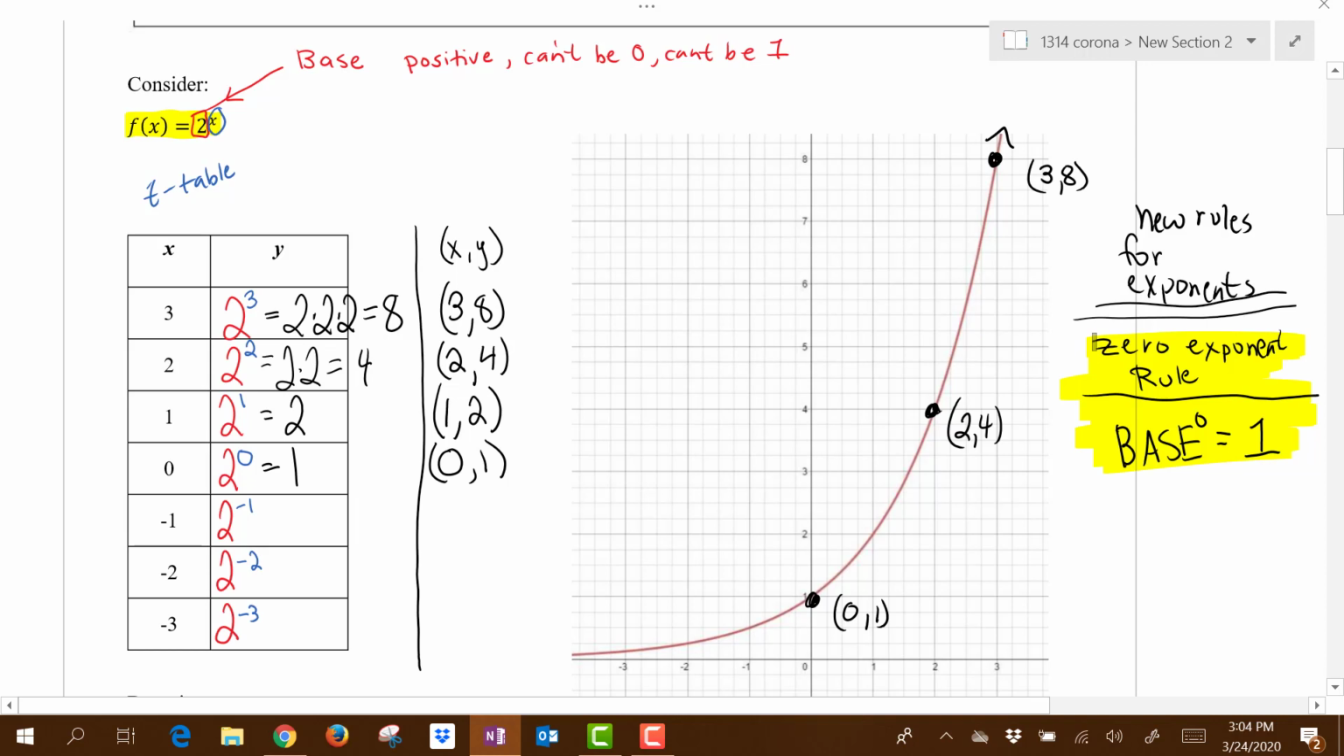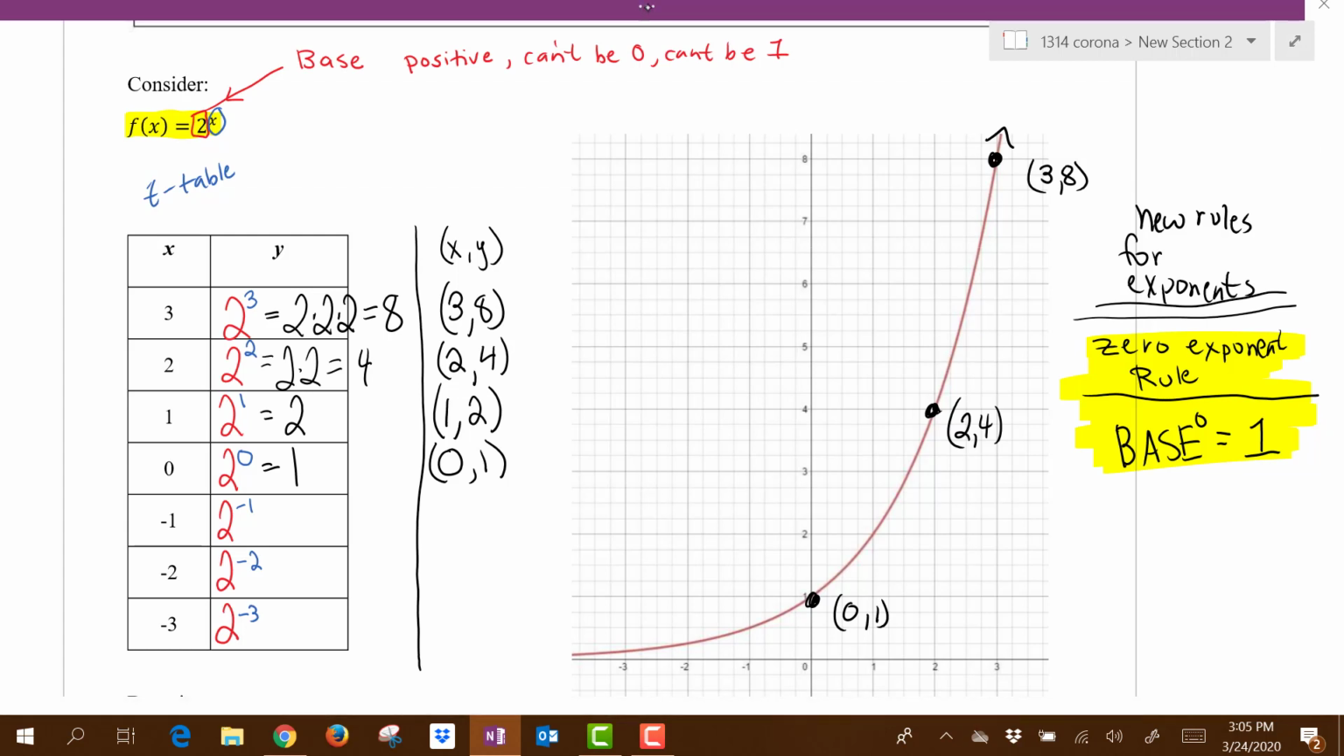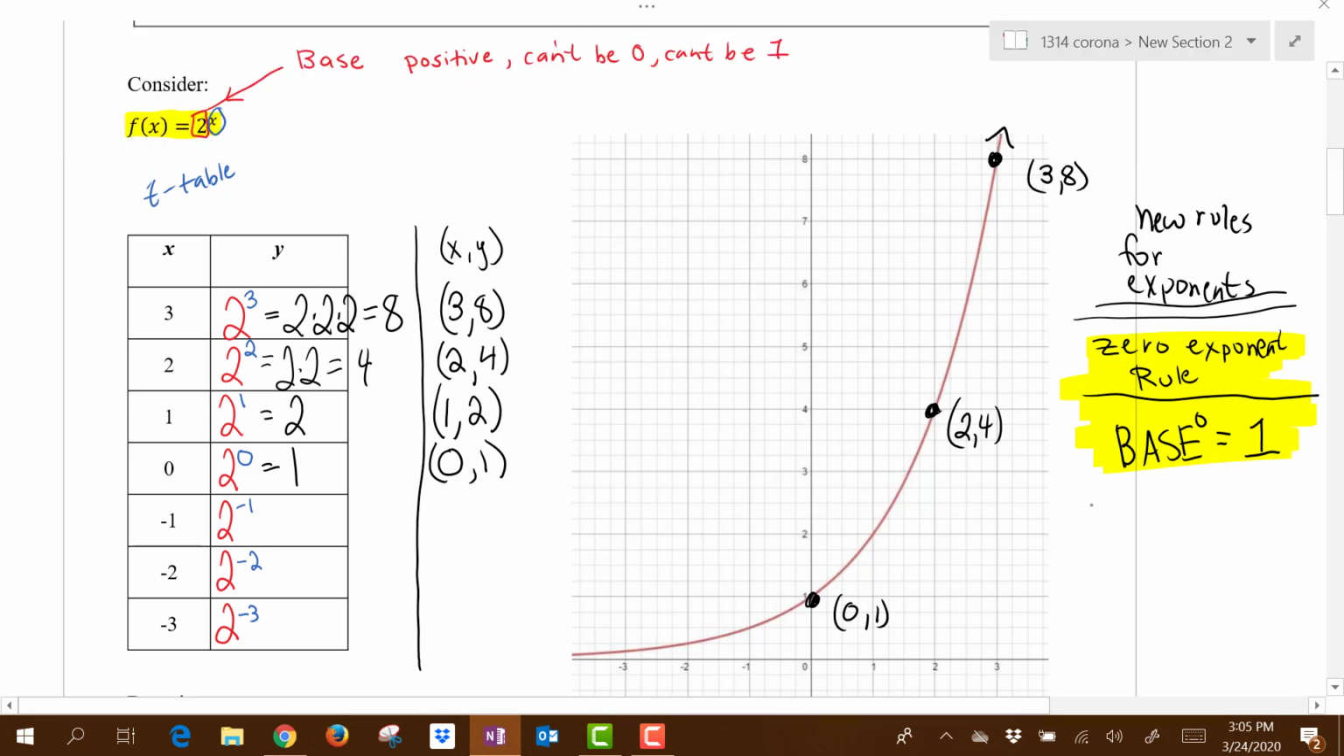Alright, now the next one is even more interesting. We have 2 to the power of negative 1. What does it mean to raise a base to a negative exponent? So now we have a new rule. We're going to call this the negative exponent rule.